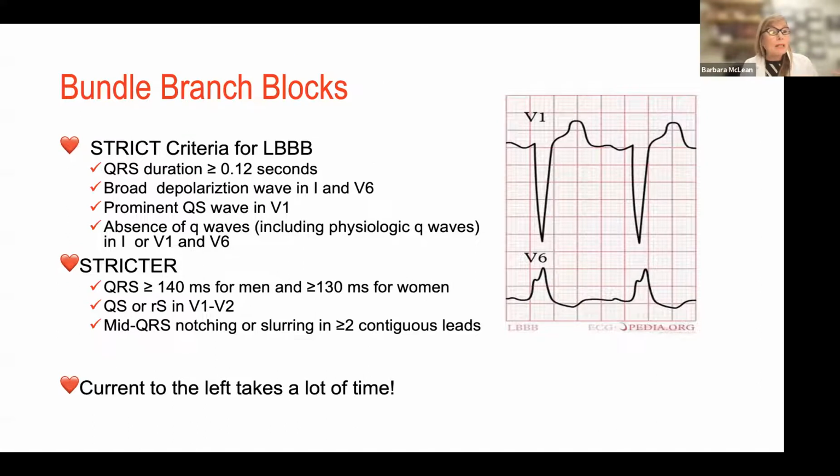Okay, so we got some strict criteria for left bundle branch block. So this is the V1 and the V6, same depolarization viewed from two places. Strict criteria, got to be wider than 0.12, no arguments there. The wave is very broad, both in V1 and V6. See how broad that wave is. It's really wide. And in V1, this is not a Q wave.